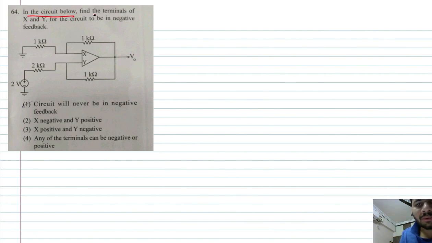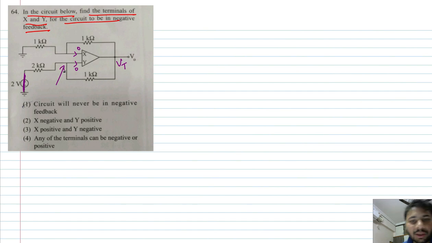In the circuit below, find the terminals of X and Y. So X and Y, they are the two input terminals of the given op amp. Again, the requirement is that the circuit should be having negative feedback. Again, for negative feedback, the loop gain must be negative, and so on. So how do you find it? See, first of all, at the output, you apply some test voltage Vt and also make the independent source 0. Now both are input currents, so both will be 0.